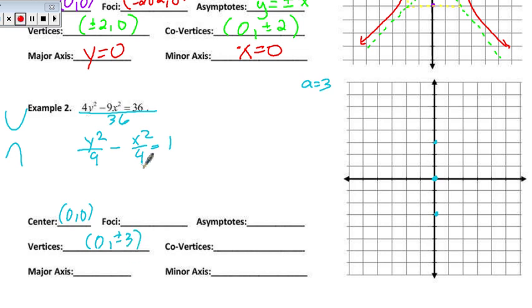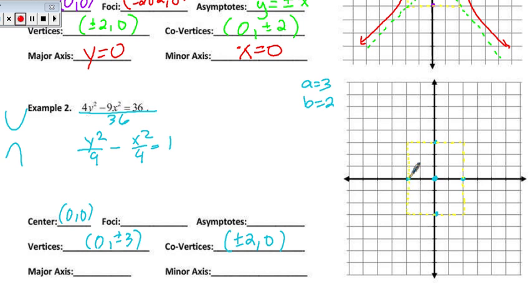Our co-vertices come from the b value here. Take the square root, we get 2: 1, 2, 1, 2. So our co-vertices are going to be plus minus 2, 0. And again, what that creates is the box to help us find our asymptote. So I'm going to create the box. I'd like to see these in dashed lines because it's not really part of the graph.